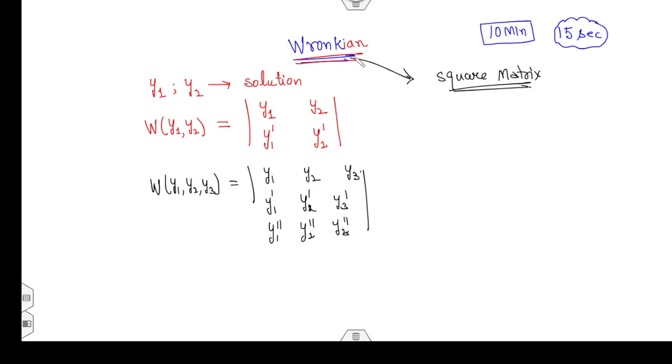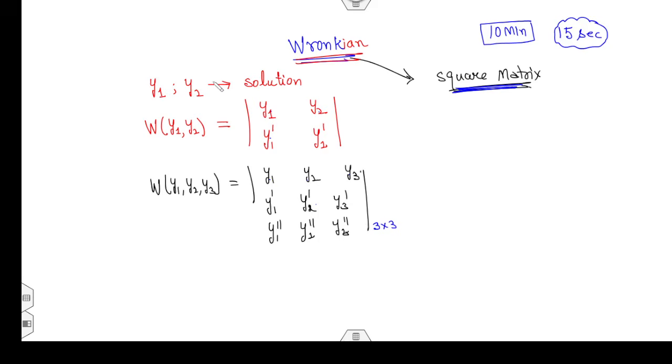Fine. So first of all, whenever you define the Wronskian of the two solutions y1 and y2, it is always a square matrix. It is defined as y1, y2, and the second row is the derivative. If you have three solutions y1, y2, y3, then you can define it as a 3 cross 3 matrix: y1, y2, y3, the first derivative, the second derivative.